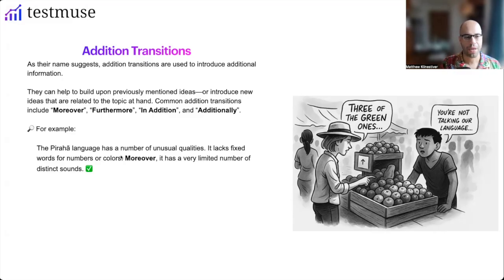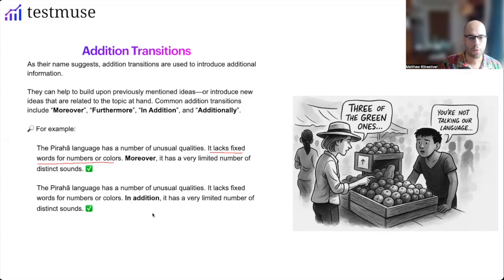As we're thinking about this example, first of all, we learned in that second sentence, right? It lacks fixed words for numbers or colors. We saw an example of the unusual qualities of this language, right? And then we're just adding in another example using moreover. Now, of course, we could have used furthermore or in addition or additionally here. They all mean the same thing. They're all part of that same category and they're synonymous, meaning that they could be replaced with one another.